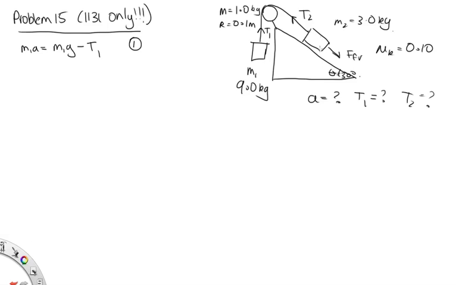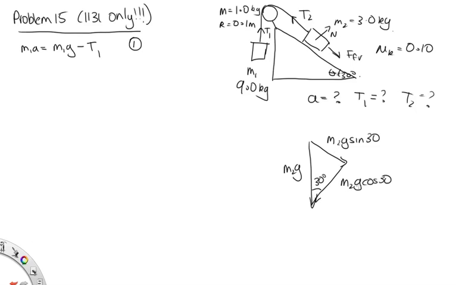Okay, now let's consider block 2 here. Now to do this, we've got m2g acting downwards. And remember, we have to consider the component of the weight force parallel to the plane and perpendicular to the plane. So this is 30 degrees here. So this is m2g sine 30. That's the weight force pulling it down the plane. And then m2g cos 30. That's the weight force pushing it down into the plane. So we have the normal reaction force, which has the same magnitude as this.